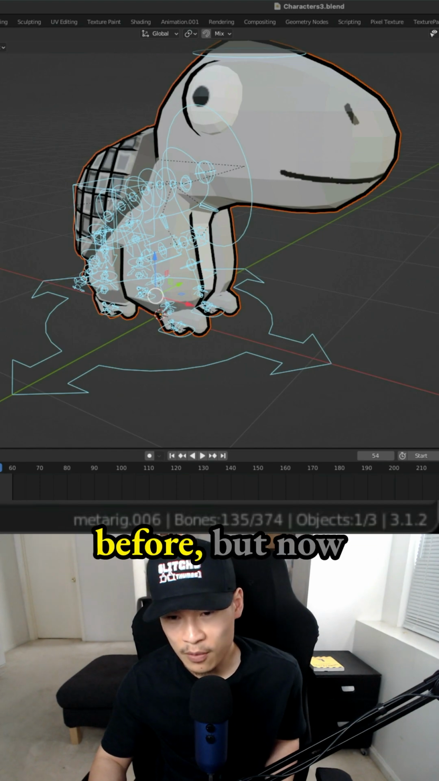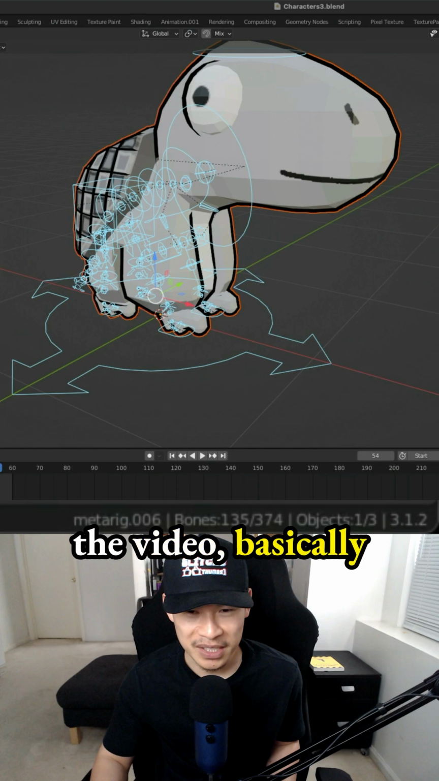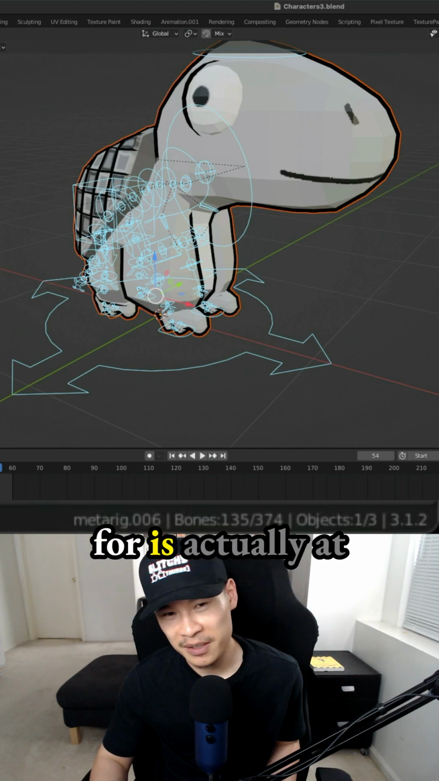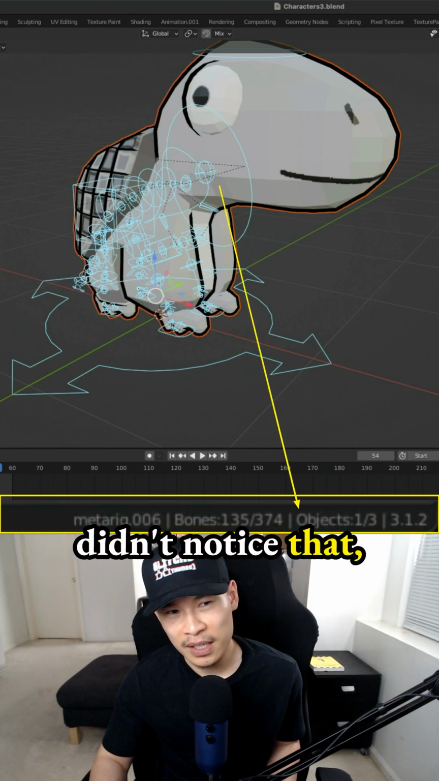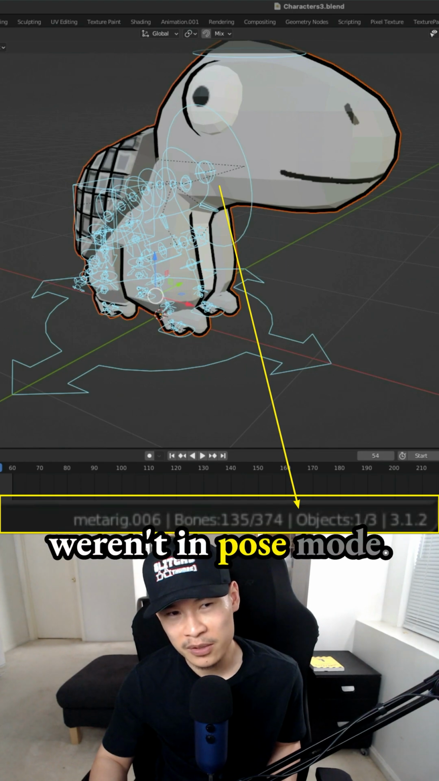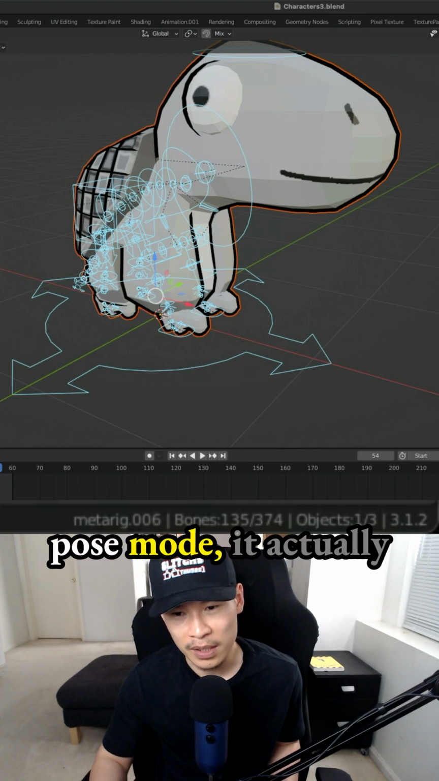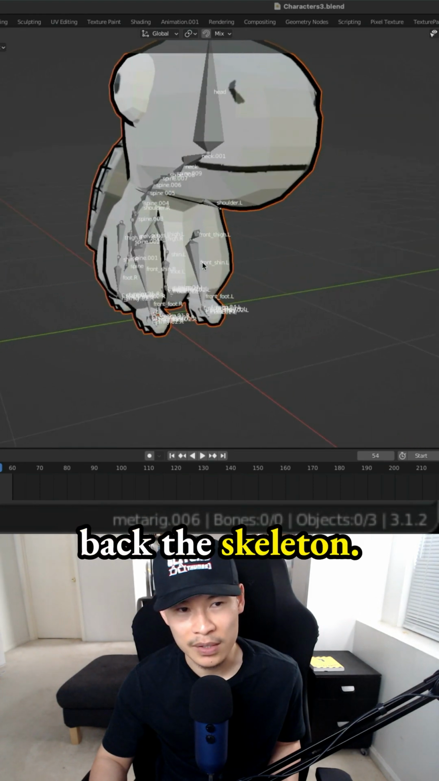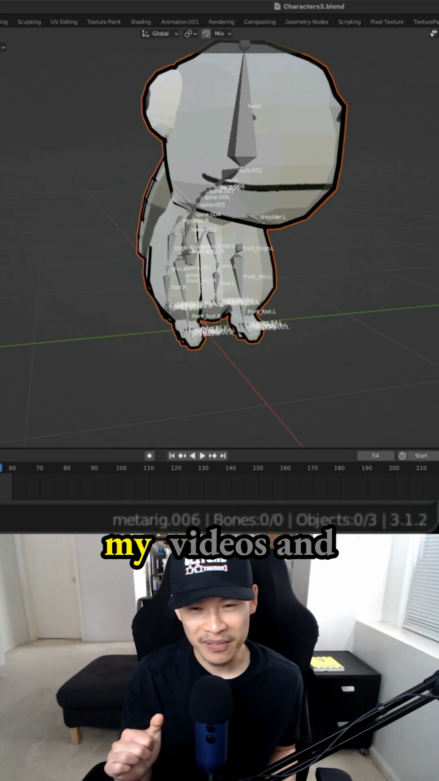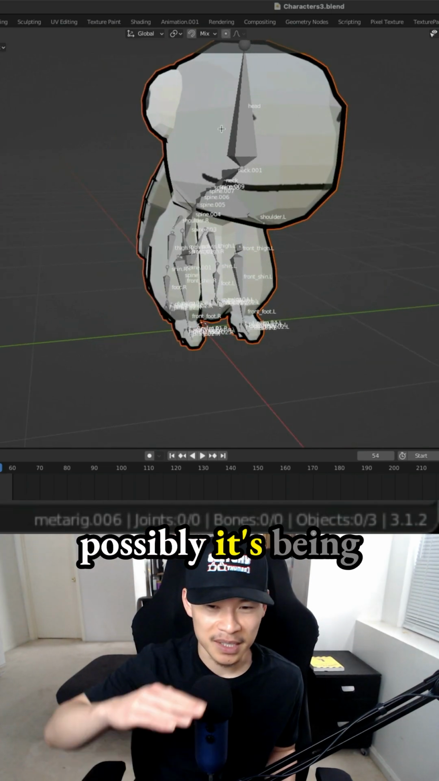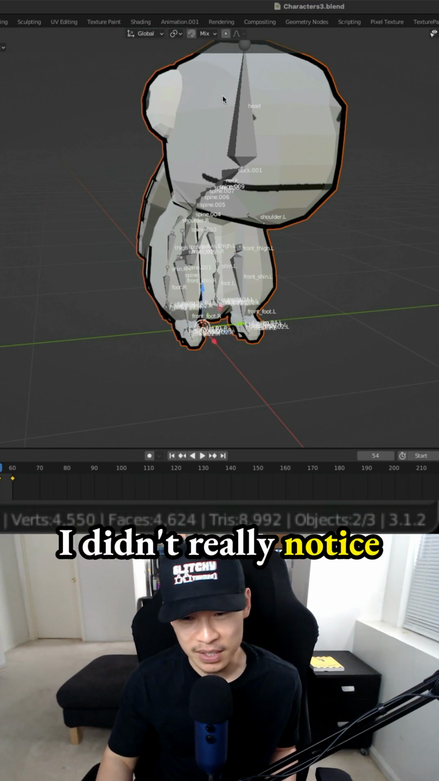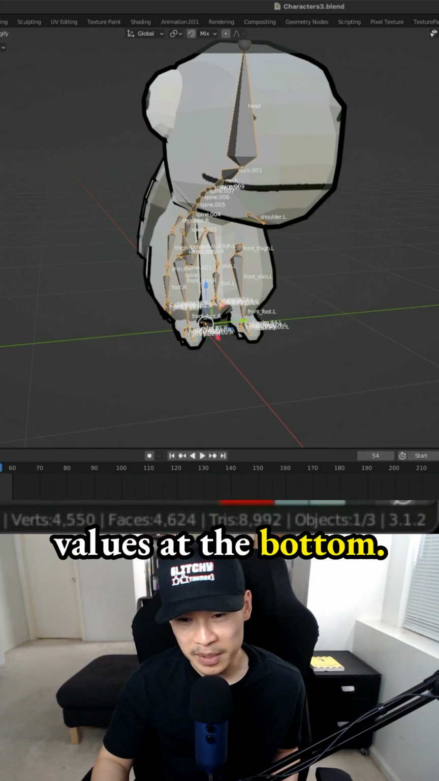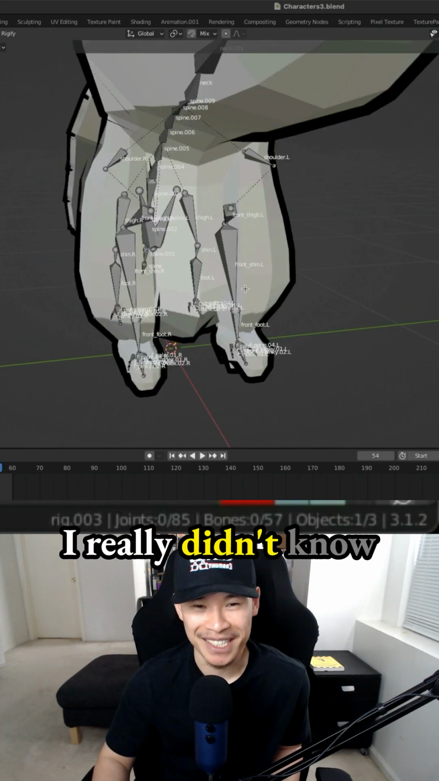I didn't notice that before, but now that I'm watching the video, basically what I was looking for is actually at the bottom. And I didn't notice that, I guess, because we weren't in pose mode. But now that we are in pose mode, it actually shows the bones. I hid the rig and then brought back the skeleton. I'm usually recording my videos and possibly it's being cut off at the bottom. I didn't really notice it. But I guess there is values at the bottom. That's good to know, actually. I really didn't know that it was there.